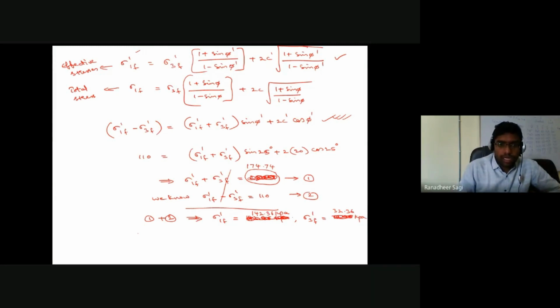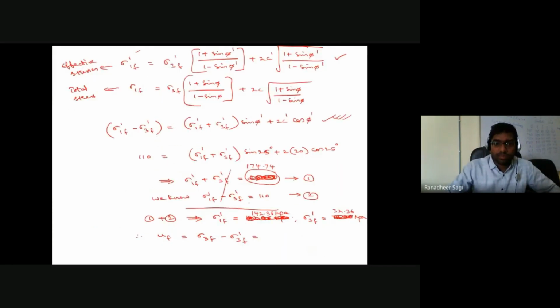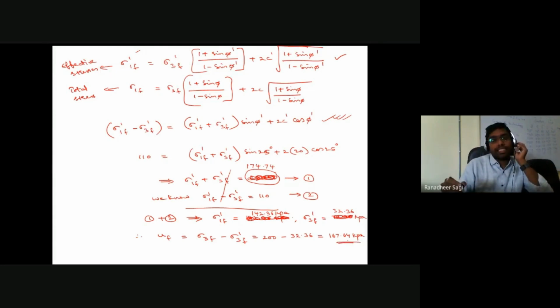Therefore, pore water pressure at failure is nothing but, I'll write it as, sigma 3 at failure minus sigma 3 dash at failure. Sigma 3 at failure, go back to our earlier value: sigma 3 at failure is 200 kilopascal. 200 minus sigma 3 dash at failure, which is 32.36 kilopascal. If I substitute it, I get 167.64 kilopascals as the pore water pressure existing in the soil sample at the failure of the soil.